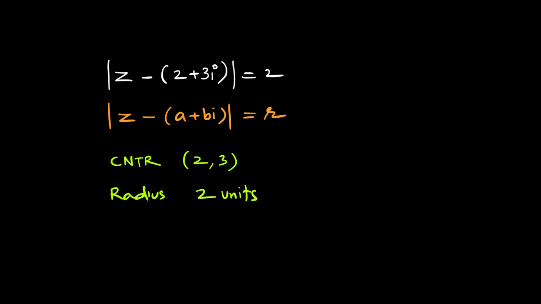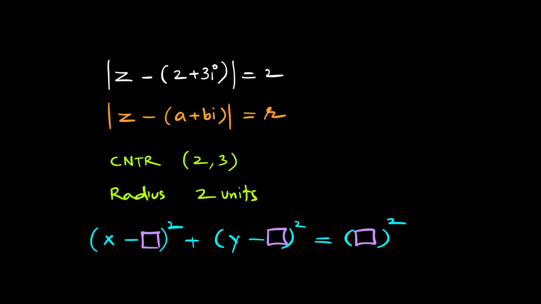This time I'll find the equation first. (x minus something) whole square plus (y minus something) whole square equals r square. What are these missing pieces? The missing pieces are this 2 and 3 that go over here. So this is 2 and this is 3. And what goes at the end? That is this particular 2. So 2 square is in place of r square. That's the equation of the circle.